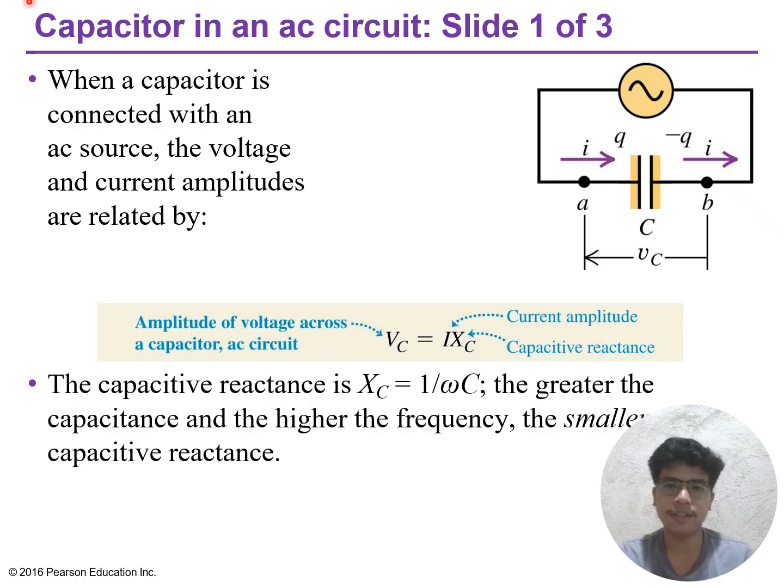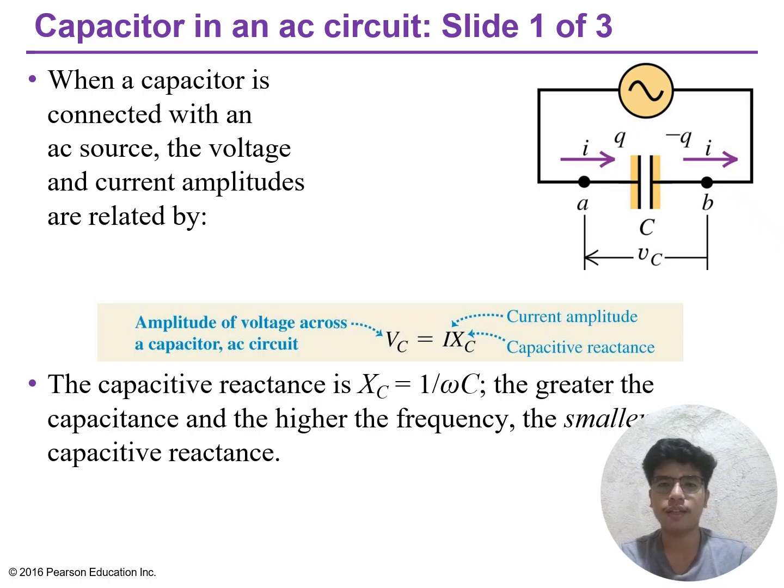The crucial observation is that greater capacitance and higher frequency both produce smaller capacitive reactance, meaning the capacitor becomes increasingly transparent to current flow as either capacitance or frequency increases. This behavior is opposite to inductors. While inductors' reactance increases with frequency, capacitors' reactance decreases with frequency, approaching infinite reactance, complete blocking, at zero frequency or DC, and approaching zero reactance, perfect conductivity, at very high frequencies.